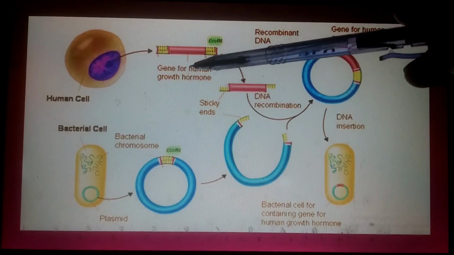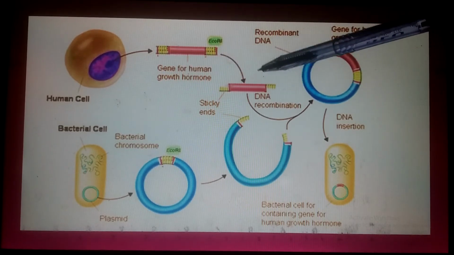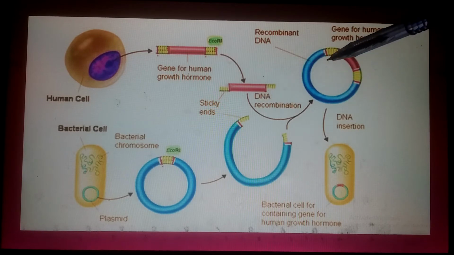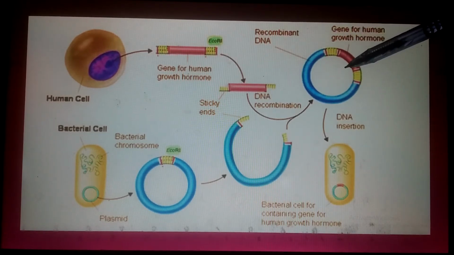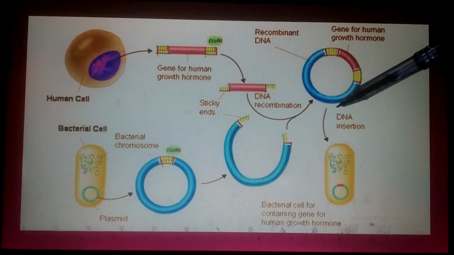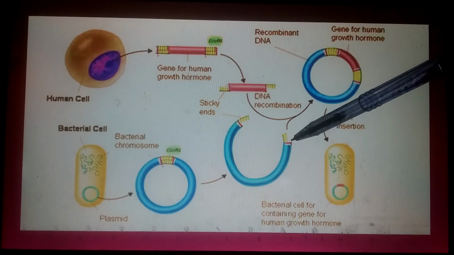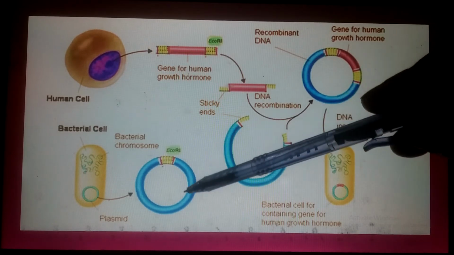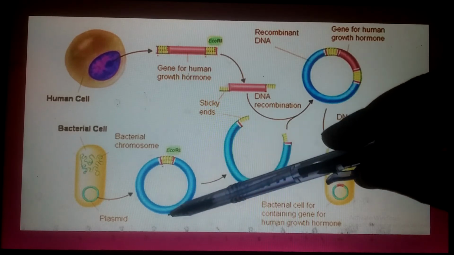So this desired gene is cut with the restriction enzyme, and this part of the plasmid is also cut with the same restriction enzyme at the restriction sites, which I'm going to discuss. Then they are rejoined with the help of ligases, and this produces the recombinant DNA.